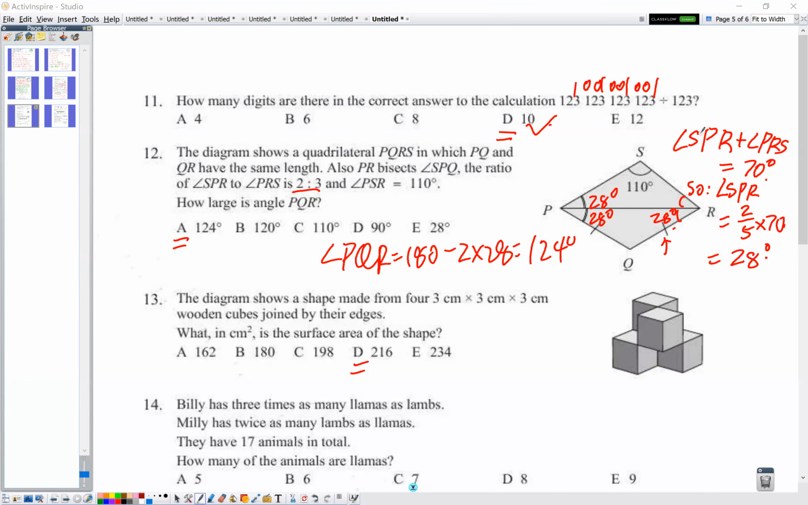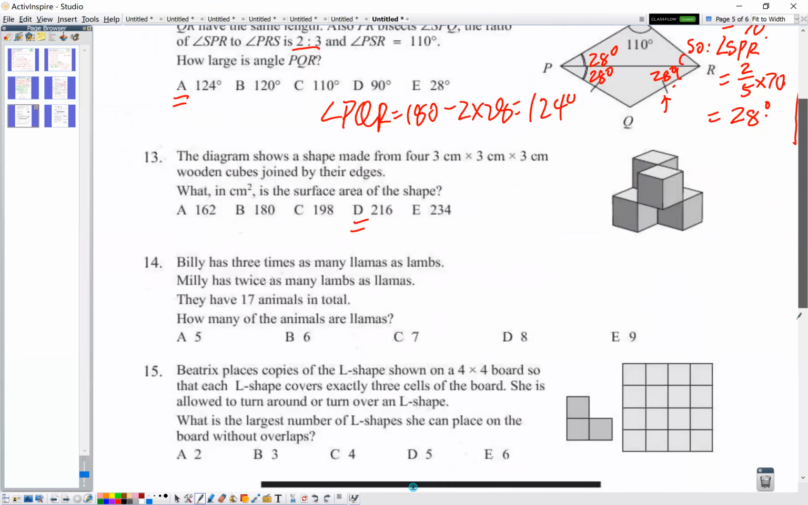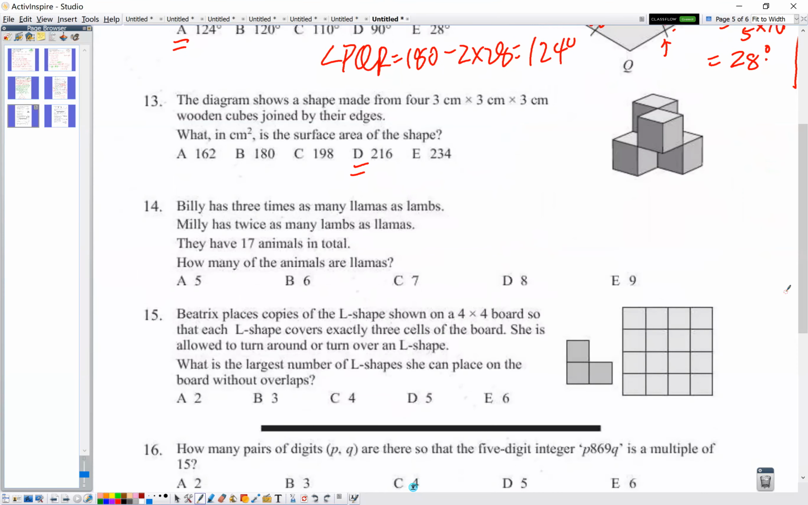Now the next one, question 13. The question shows a shape made from 3 by 3 by 3 cubes. We need the total surface area. First, the cubes have 6 faces. Think about how many faces there are in total. There are 4 cubes. One cube has 6 faces, so 4 cubes have 24 faces.